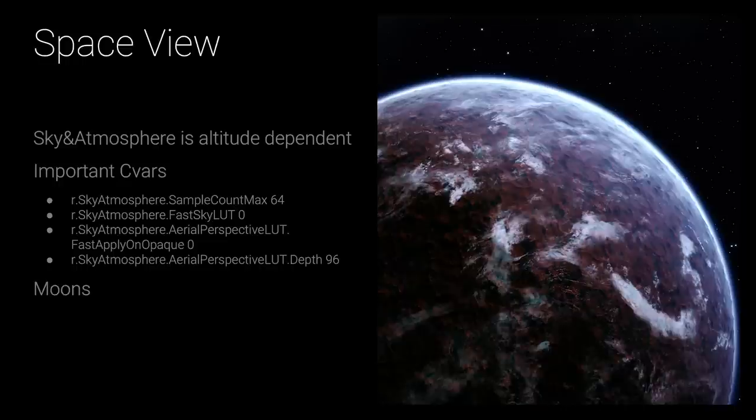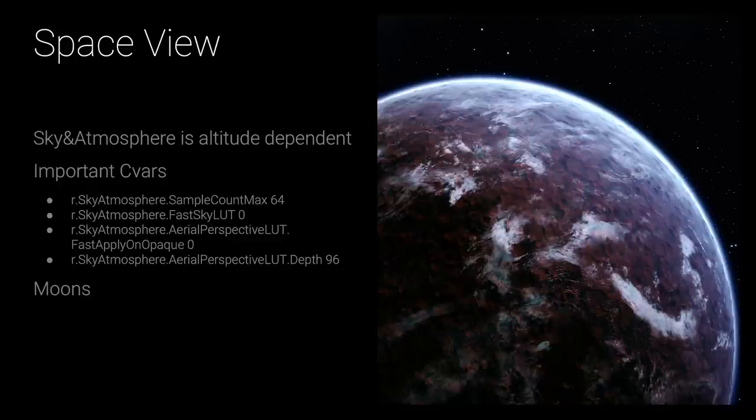But just to highlight the most important ones before we get to that point, Fast Sky LUT and Fast Apply on Opaque, I have turned both of them off. By default, they're enabled, for the sake of performance. If you disable them, you lose a little bit of performance, but you get higher quality. In particular, when you need a transition from ground to space, you might notice with the default settings that you get a slight bump. There's a slight hitch at some point where it switches from ground view to space view. If you disable these two, you're going to get a completely smooth transition, like I just had in my presentation.